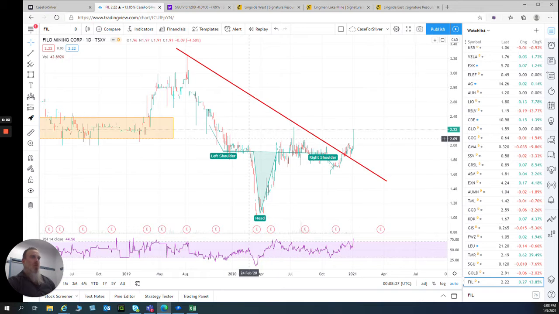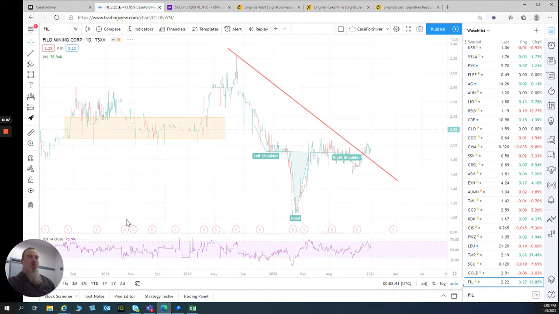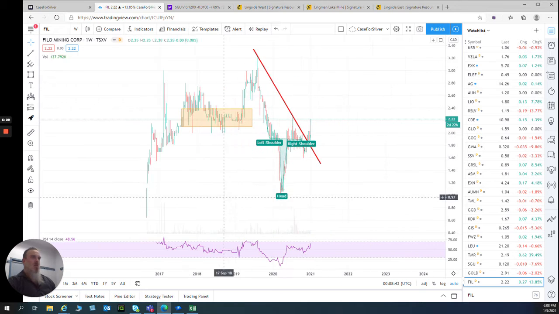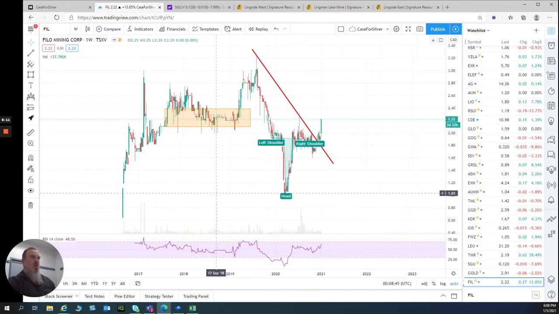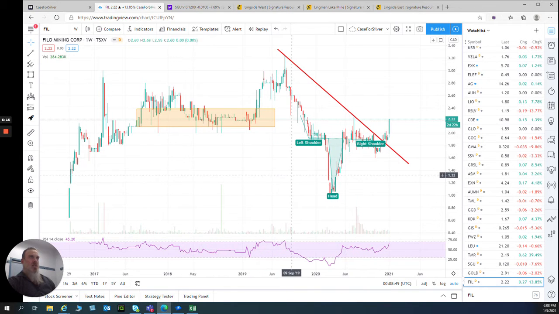Philo Mining Corp. Okay, let's head to a weekly chart on this one. So the weekly chart, more volatile, this one I would say. And I think one of our members is pretty happy today because we got a nice 13.85% move down here, as you can see. So very nice. Lots of consolidation here.